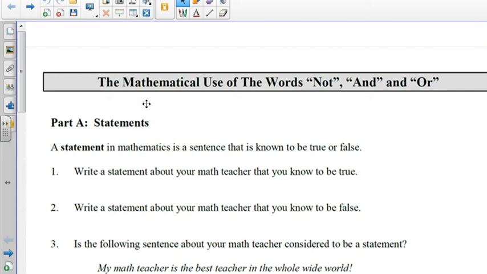The mathematical use of the words not, and, or. Part A, statements. A statement in mathematics is a sentence that is known to be true or false. Write a statement about your math teacher that you know to be true. Mr. Yanover is male.